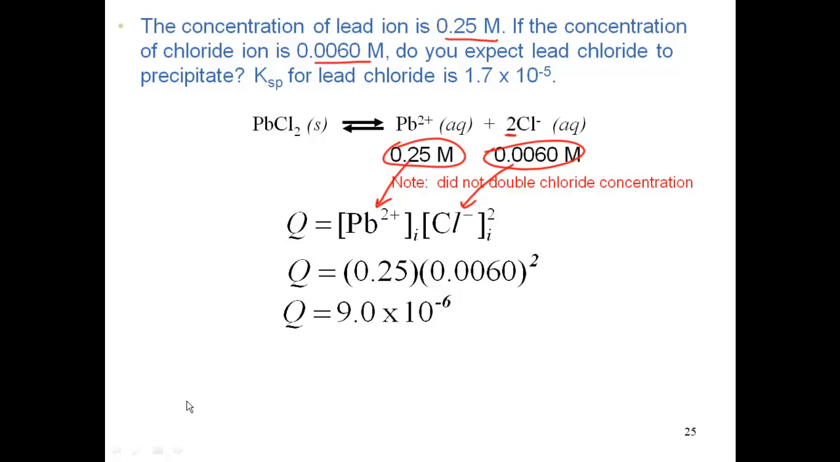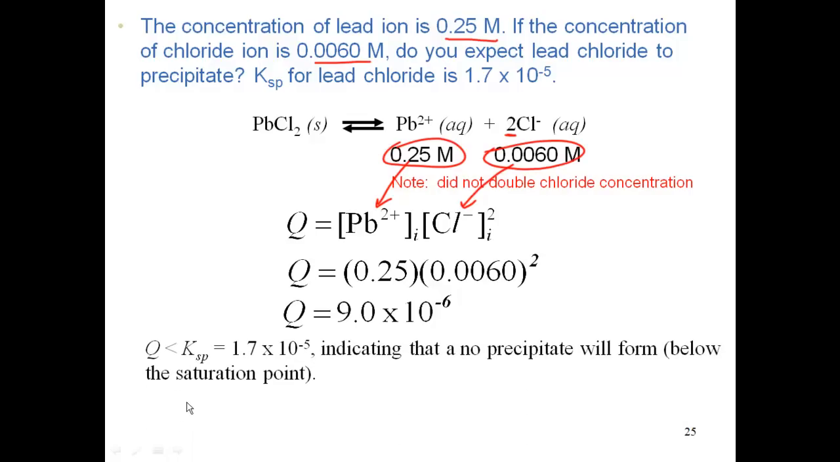Next step, compare that to KSP. And we find that Q at 9.0 times 10 to the negative 6 is less than 1.7 times 10 to the negative 5th. Therefore, we are below the saturation point, which means there is no precipitate being formed. So, no precipitate.